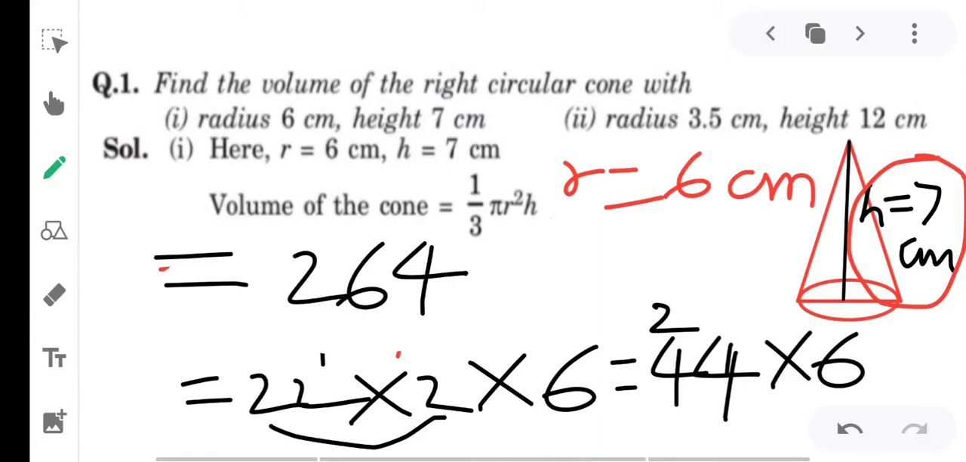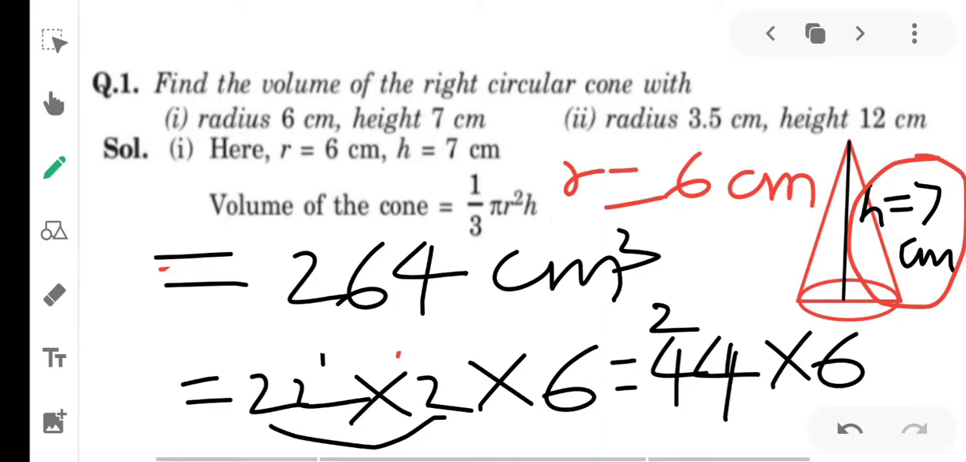So 264 centimeter cube. The volume is always in centimeter cube or meter cube. So 264, that would be the answer. We can also check the answer in the textbook. So we can check the answer, that is 264 centimeter cube, that is the right answer.